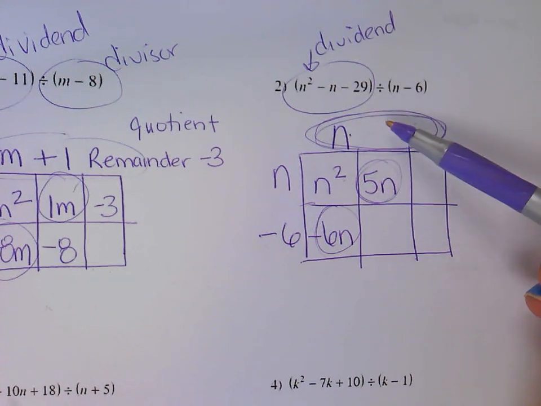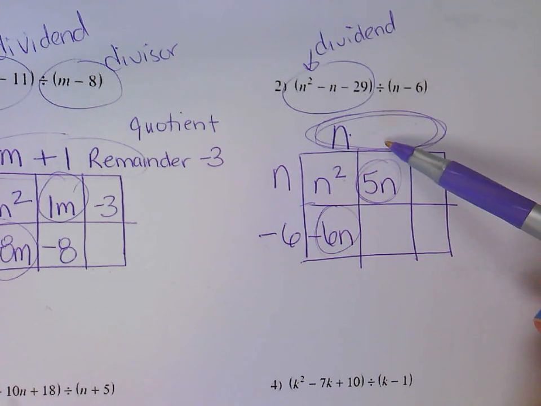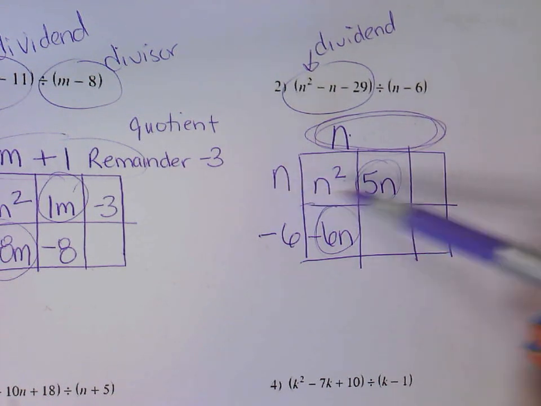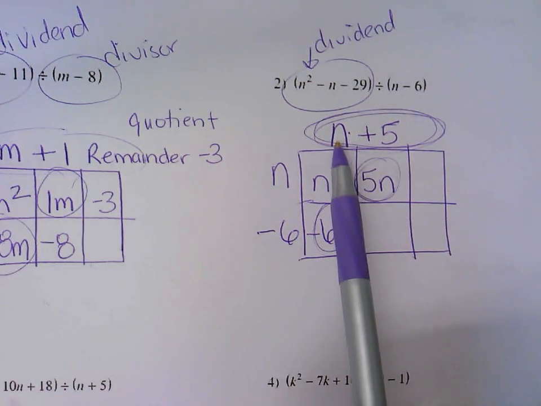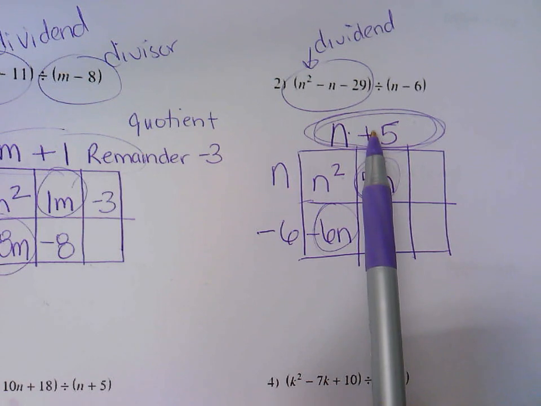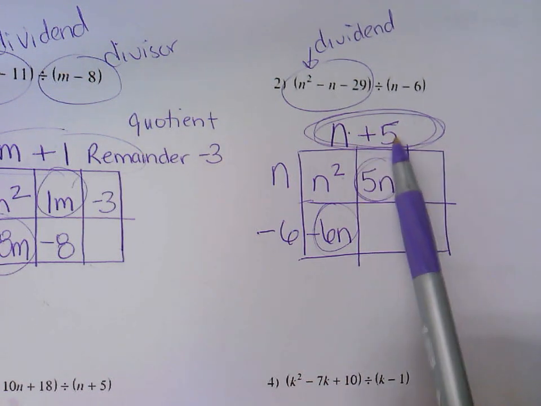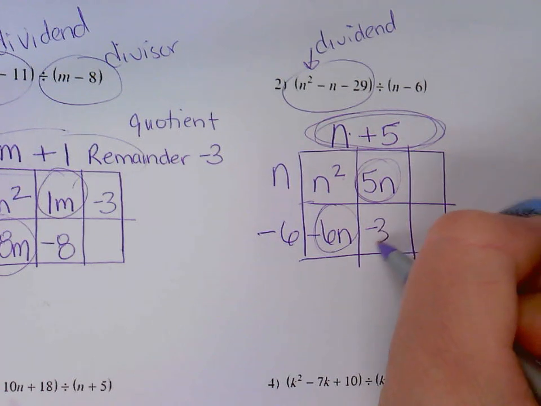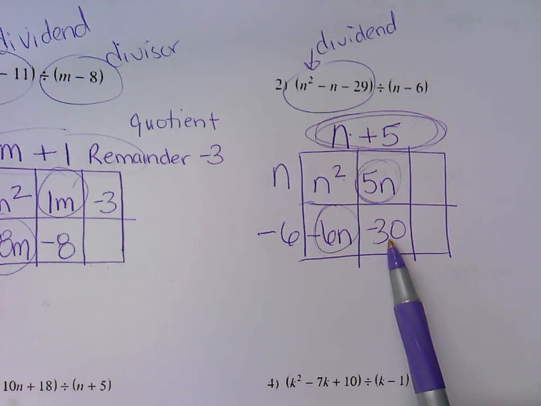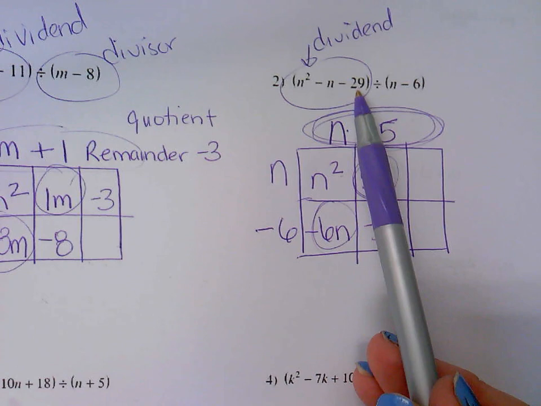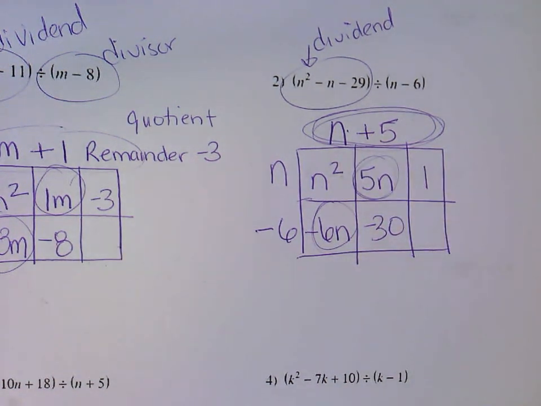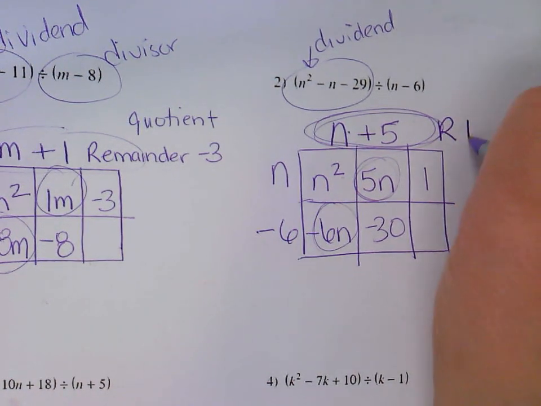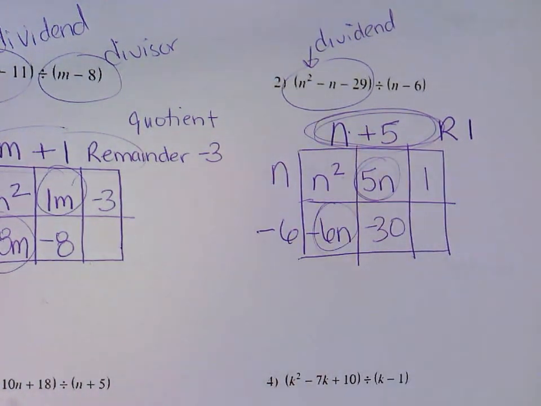So now I do the outside. What's the other part of my quotient? What goes here? What times n will give me 5n? It should be 5, right? N plus 5. So my solution is n plus 5. So now I'm just going to find out what my remainder is. 5 times negative 6 is negative 30. How much did I want? I only wanted negative 29. So I need to add 1 in order to make this true. So you have a remainder of 1. N plus 5 with a remainder of 1.